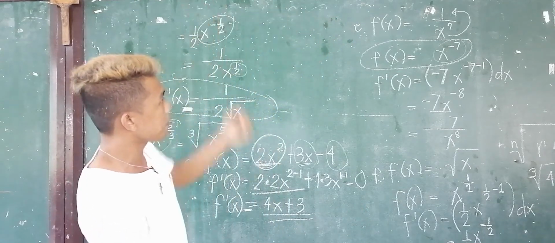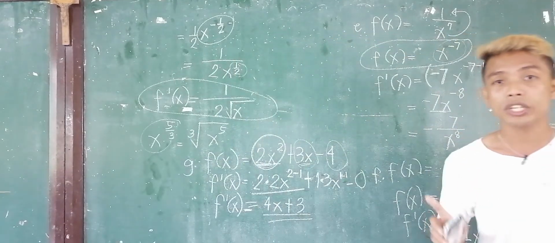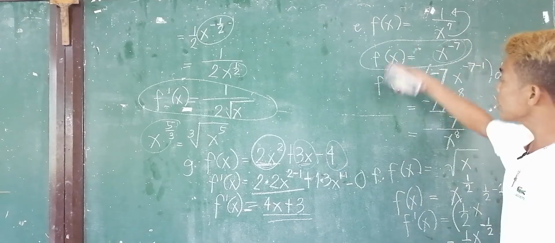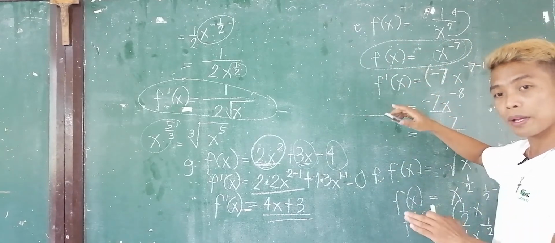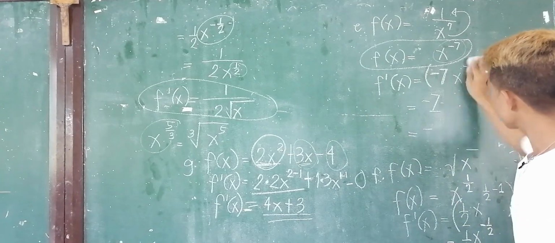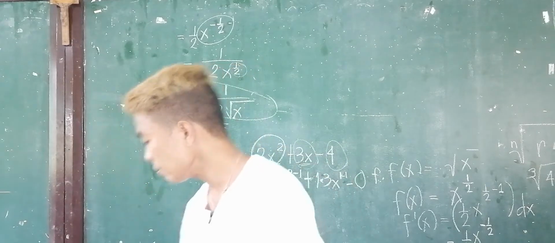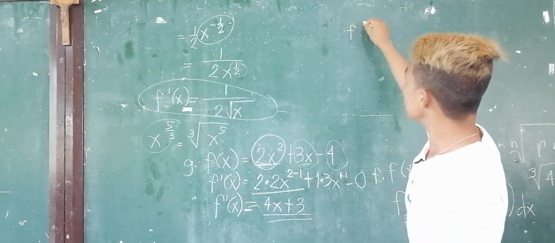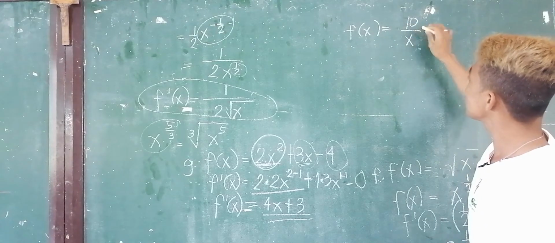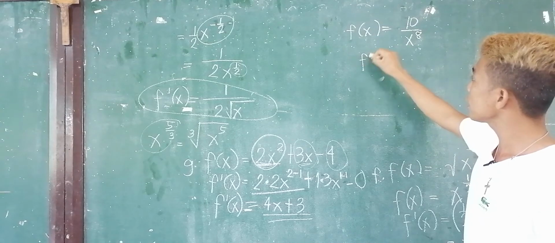Bigay tayo ng isang example na mas makikita ninyo, na mabilis. Shortcut lang ha. Itong shortcut na to, you are not obliged to do this. You follow the step-by-step procedure kung nalilito kayo. Pero kung mabilis ka, pwede mong gamitin to. Okay? Para naman may choices kayo. Halimbawa, f of x equals 10 over x raised to 8. Ano ang shortcut nito na pagkuha ng derivative?